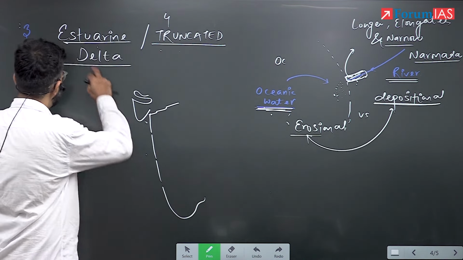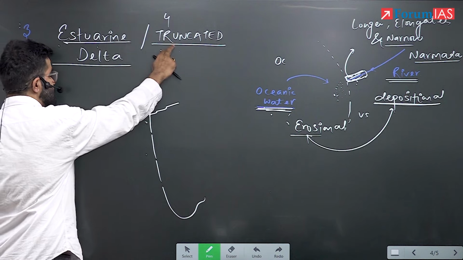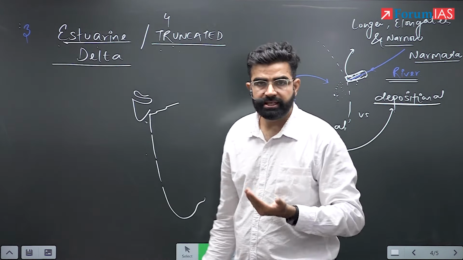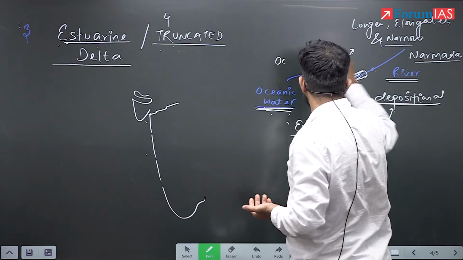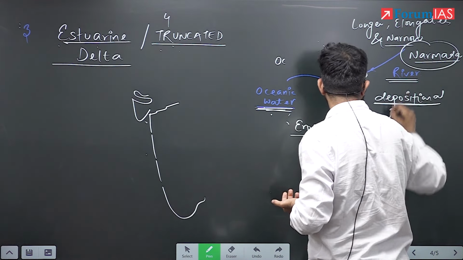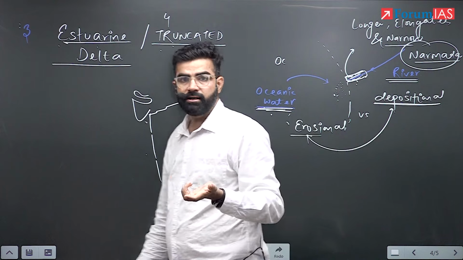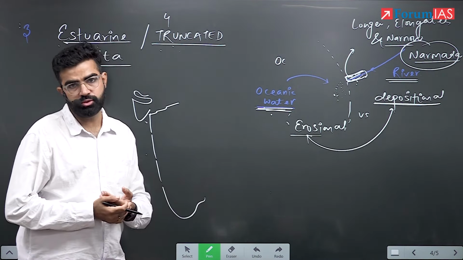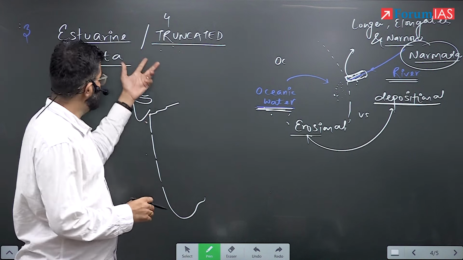However, you can write this as a third example. This is the fourth example. Okay? The fourth type. And the various examples of such type of deltas: number one, Narmada River. Second, in India, we can say the Tapi River, right? So these are the examples of Estuarine Delta. So 4 deltas we have learned.